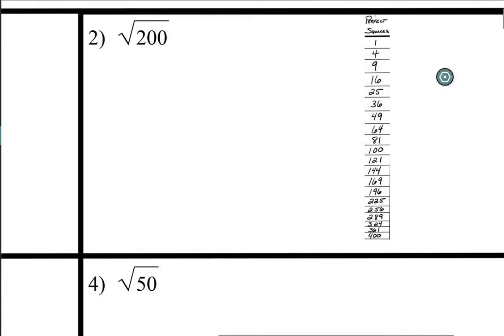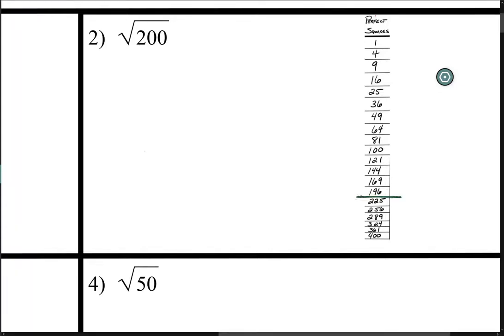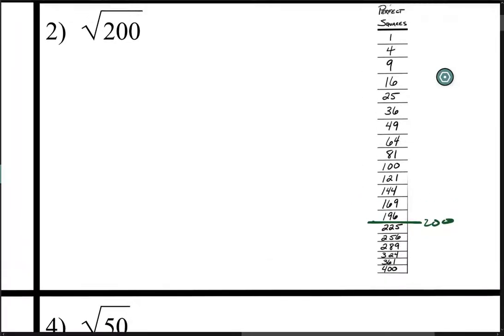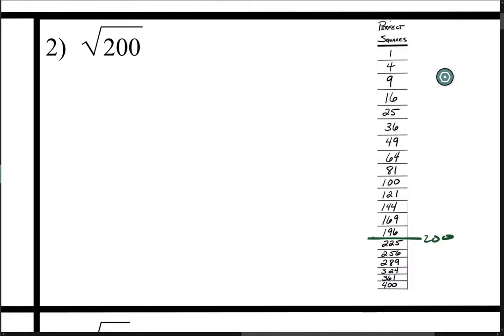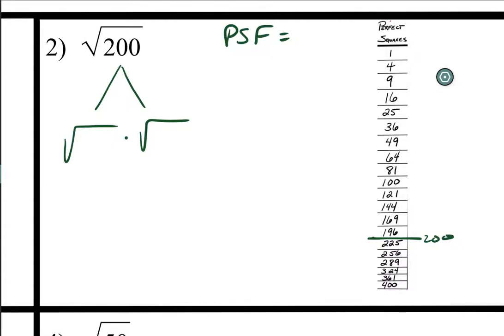Okay? Okay, this one. Is the number underneath the square root sign a perfect square? 200's not on our list, is it? It's right here somewhere. Everyone agree? Okay. So the answer is no, so I know I'm going to do what? I'm going to split it up into square root, and I have to find a perfect square factor. Think I want you guys to do it like this every time? Absolutely.